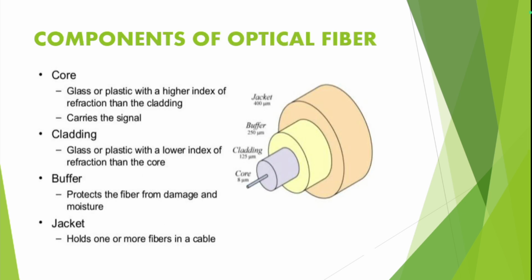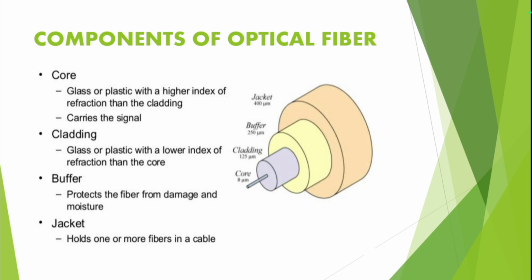Next, some basic components of optical fiber. The first component is the core. The central part is called the core, which is made up of a higher refractive index glass, and the surrounding region is called the cladding. Students, the core is used to carry the signal, and its diameter is somewhat 8 micrometers. Then the outer part is called the cladding, which has a lower refractive index as compared to the core. It has a diameter of somewhat 125 micrometers.